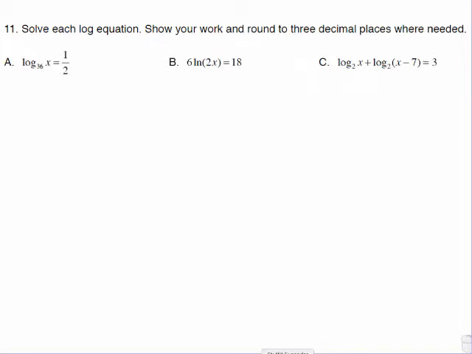This is the review for Test 4, Part 3. Number 11 is asking us to solve log equations. And in most cases, if we're going to solve this, we need to get things shifted back to exponential form.